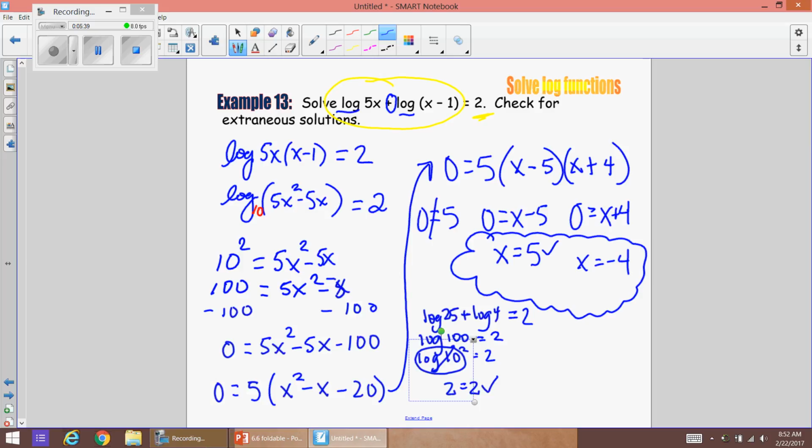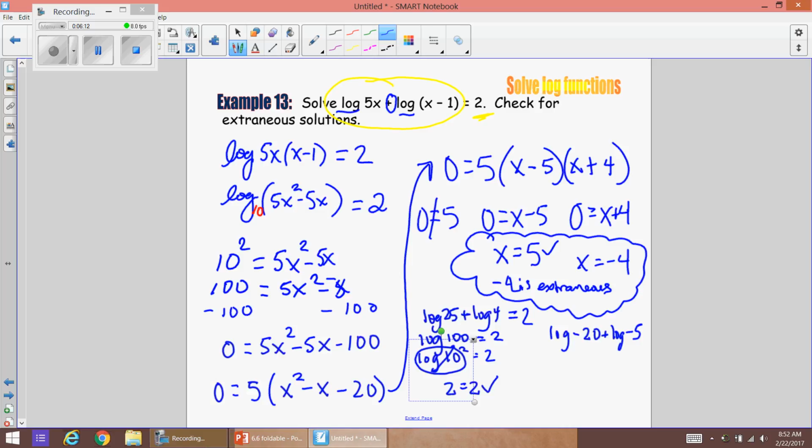Now let's try -4. If I plug a -4 in, I get the log of -20 plus the log of -5. Am I allowed to have the log of a negative? No, I'm not. -4 is extraneous. Extraneous means it's an extra answer that we got when we were working so hard. But oops, I'm sorry, it doesn't actually work in the original problem.